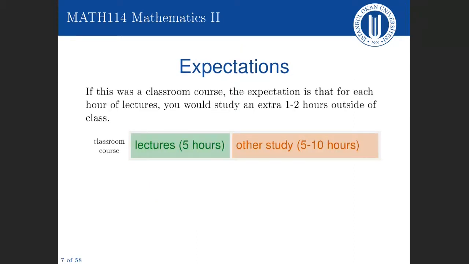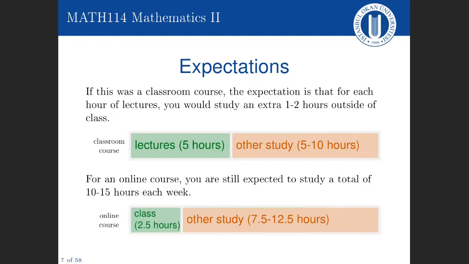Now, if this was a classroom course, you would have 5 hours of lectures per week. The general rule of thumb is that for each hour of lecture, you're expected to study another 1 to 2 hours outside of class. So that means somewhere between 10 and 15 hours per week. For an online course, you're still expected to study somewhere between 10 and 15 hours each week. Because we only have 2.5 hours timetabled, that means you should be studying by yourself somewhere between 7.5 and 12.5 hours.